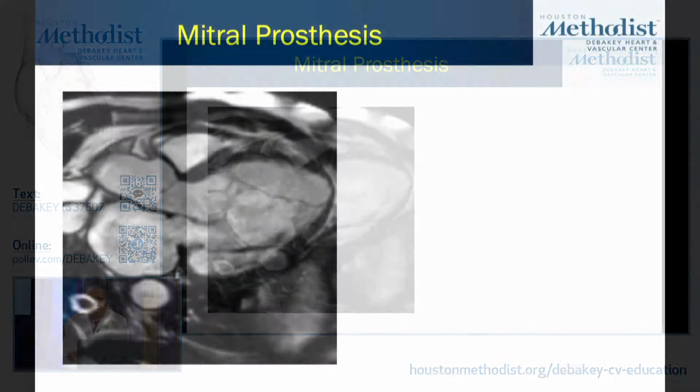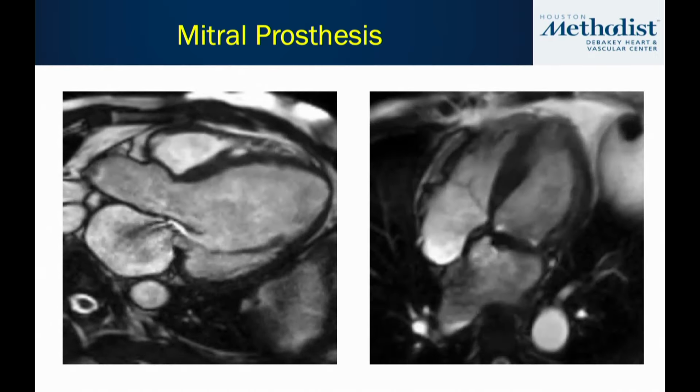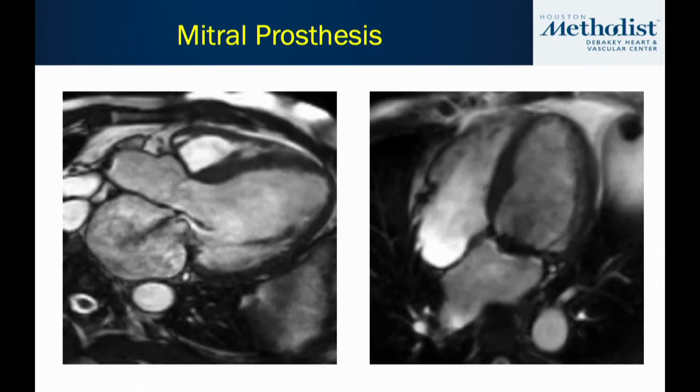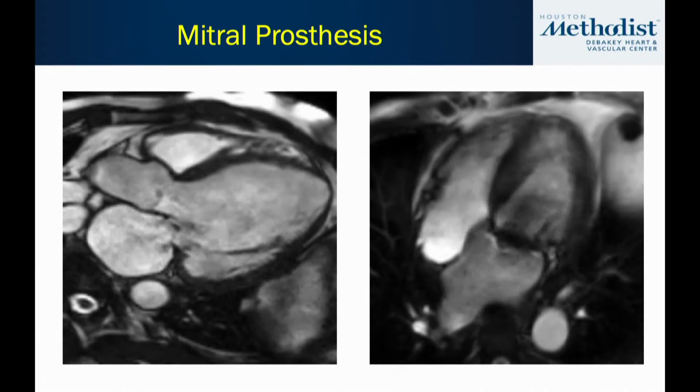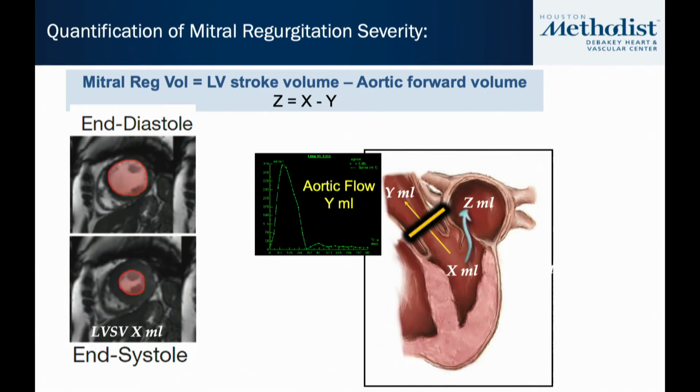Now, let's move to the mitral valve. A common scenario we'll have is a patient who's had a mitral repair or a mitral prosthesis, whether mechanical or bioprosthetic, and there's a question of regurgitation. So how would we assess regurgitation in a mechanical prosthesis? In fact, the methodology we utilize is the same as for a native valve. As you recall, native valve assessment is done by what's called an indirect method, where we compare the stroke volume of the left ventricle by planimetry of the cine images to the flow going out of the aorta by phase contrast.